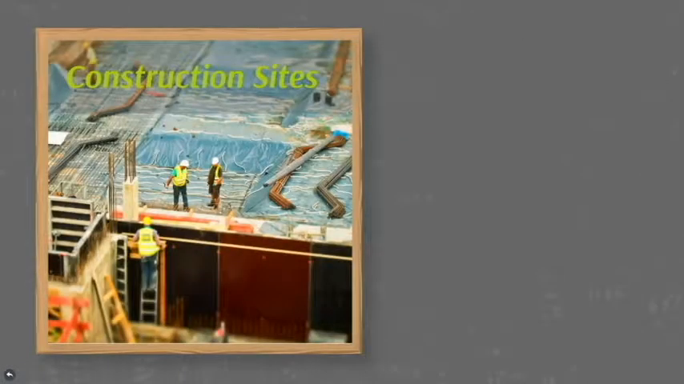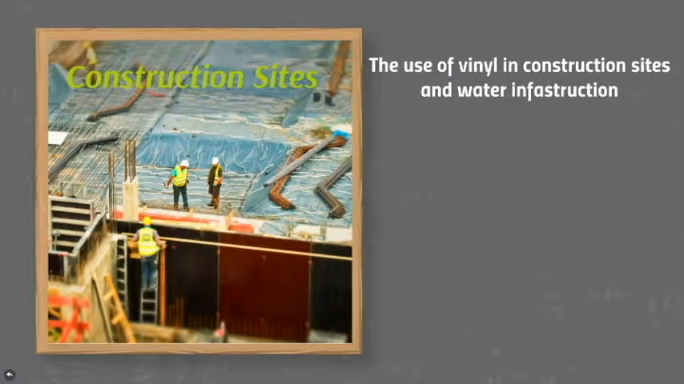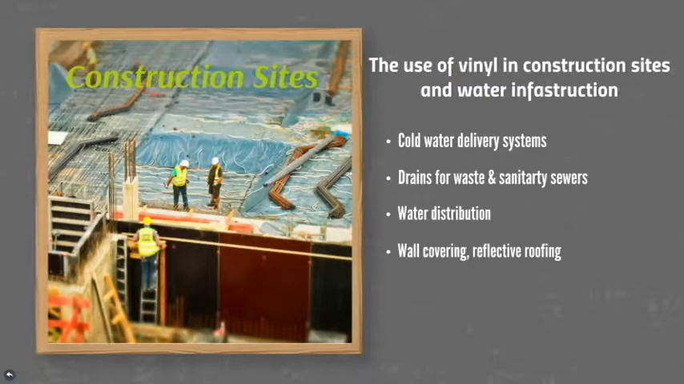Then let us talk about the vinyl used in construction sites and water infrastructure. The cold water delivery systems, the drains for waste, and the sanitary sewers require vinyl. In this case, vinyl is used for its durability and disposable characteristic. It is also used in water distribution and wall covering using its insulating ability.